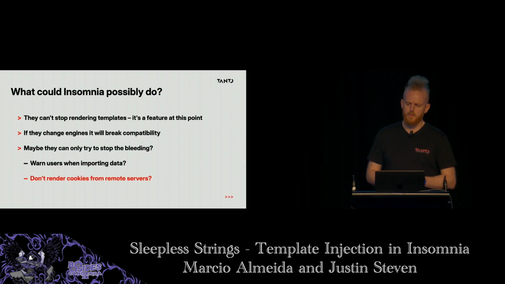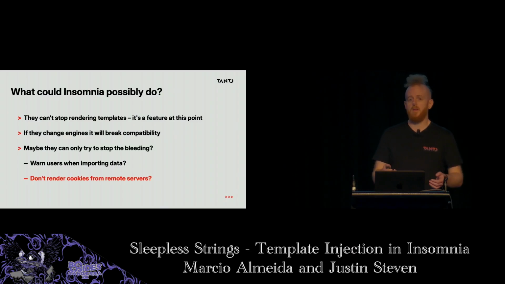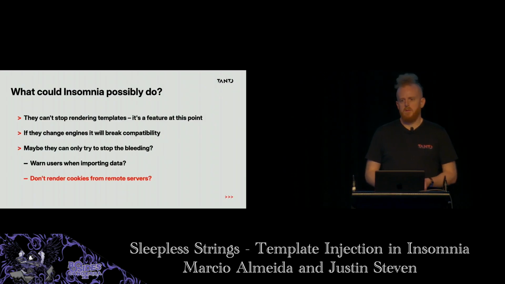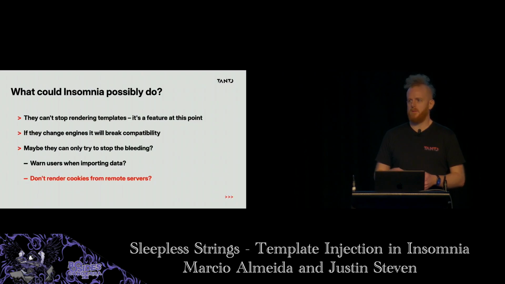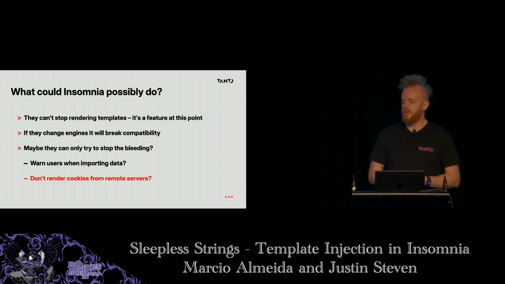So we pondered this and thought, what can Insomnia do about this issue? They can't do that first step. They can't stop rendering templates. It's a feature at this point that their users have come to depend upon. They probably can't switch out the template engine. It's going to break compatibility and change the syntax. So at this point, they're looking at probably stopping the bleeding. And we had two ideas for them. Maybe throw a warning when someone's importing a file saying this can be dangerous. We're all used to those now with things like Visual Studio Code. But importantly, we thought that one of the best things they could do would be to simply not render a cookie that comes from a remote server as though it's a template.